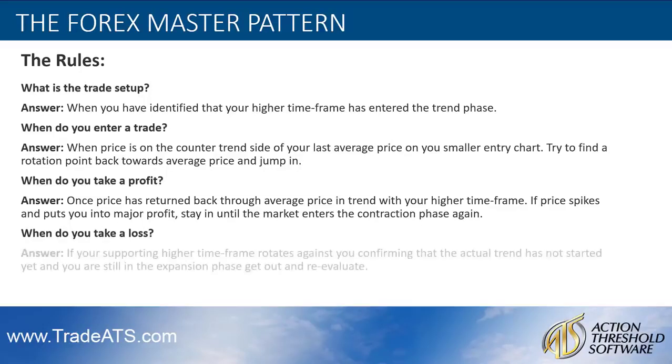When do you take a loss? Okay, if your supporting higher time frame rotates against you, confirming that the actual trend has not started yet, and you're still in the expansion phase, get out and reevaluate. So if you think that the 4 hour, or whatever you're using for your directional bias, has confirmed, yet it has a big rotation, or it looks like it's not taking off the way you thought it would, then you've got to ask yourself, is this just another leg of expansion? In that case, it could actually go back to average price and just keep whipping around. So you really want to wait till price is settled.